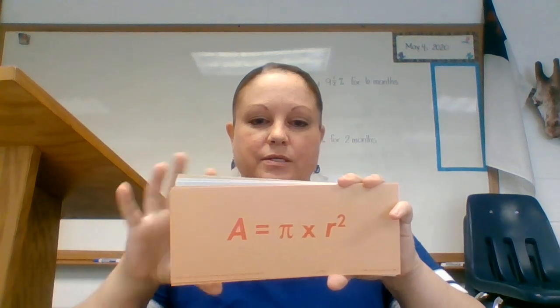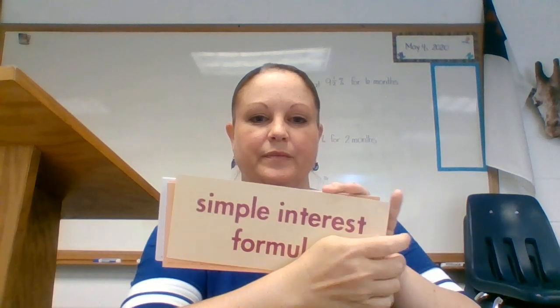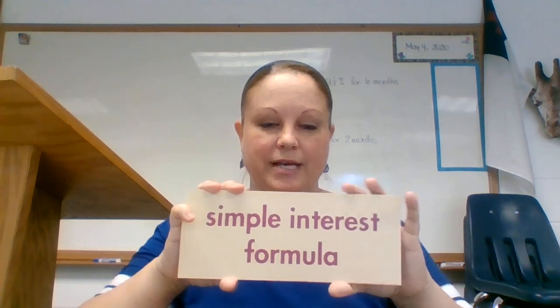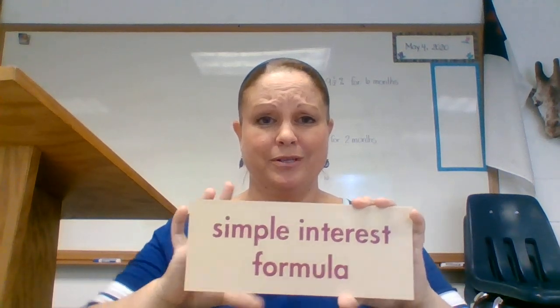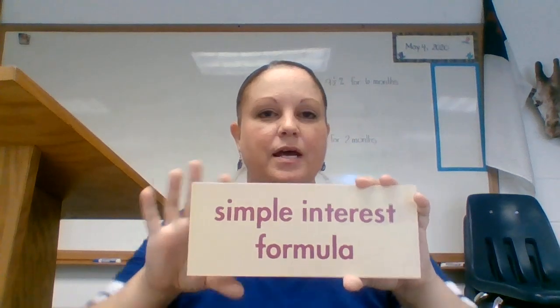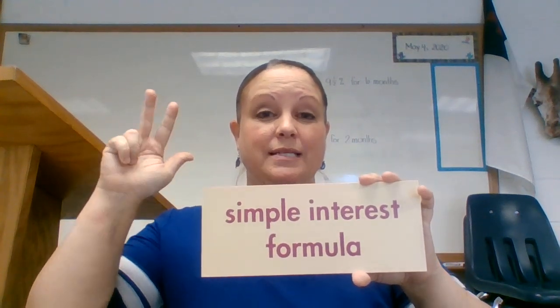Pi times the radius squared. Okay, do you remember this? We worked on this yesterday. Told you the redneck version, I equals purdy, right? So we've got I equals P times R times T, I equals PRT.